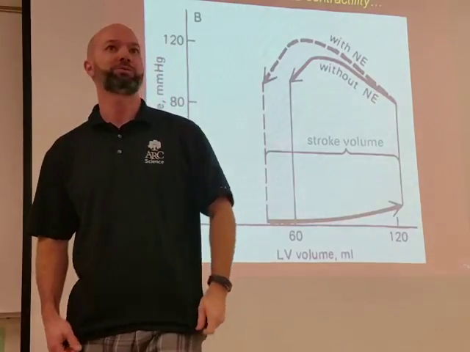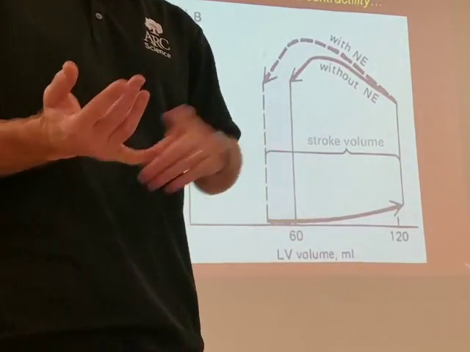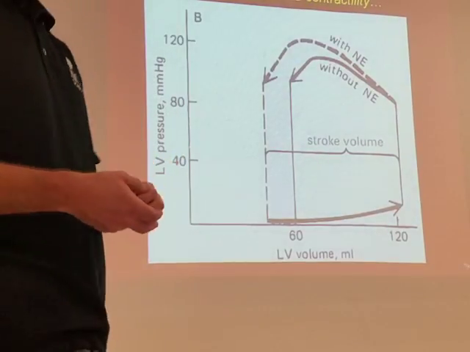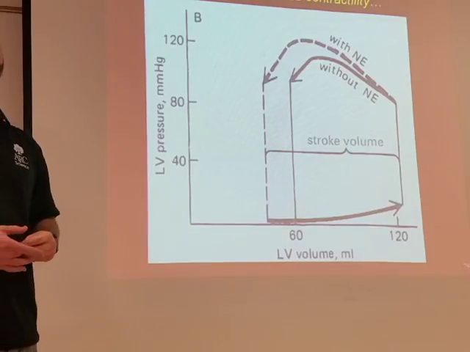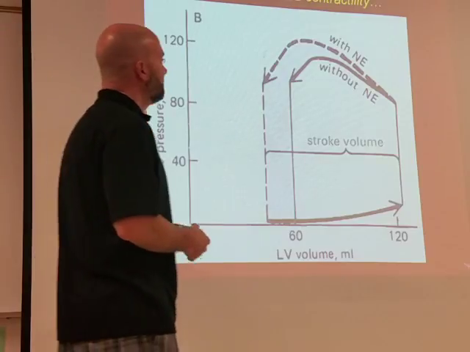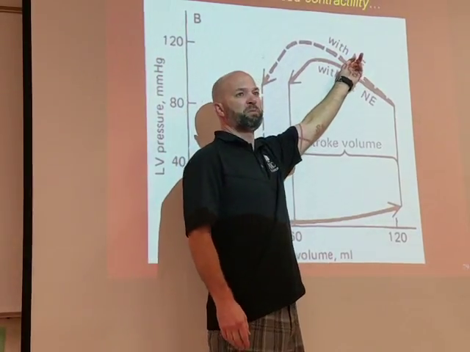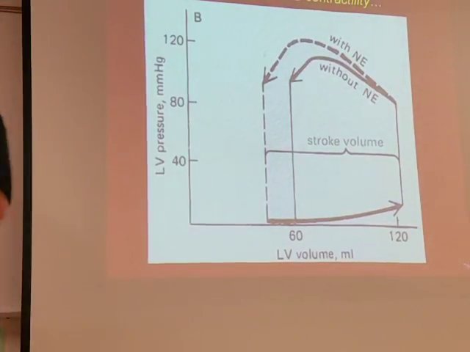So what just increased? Right, so you have preload, afterload, contractility. So the gray area represents an increase in contractility and therefore an increase in stroke volume. Right, and norepi, sympathetic nervous system, is responsible for that increase in contractility.